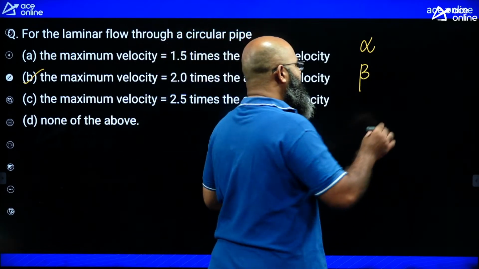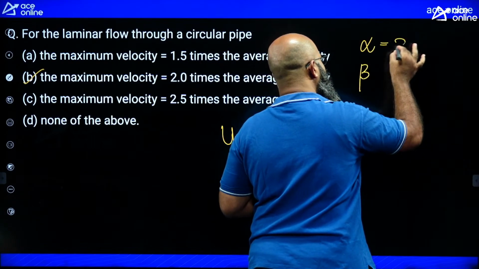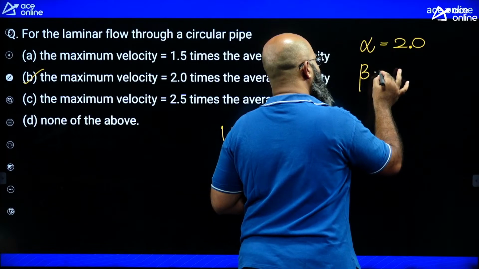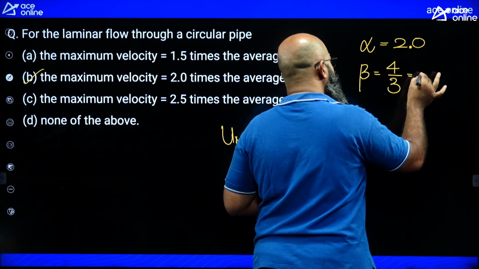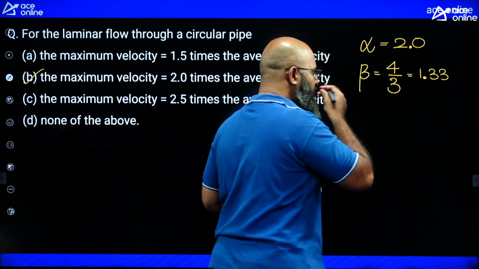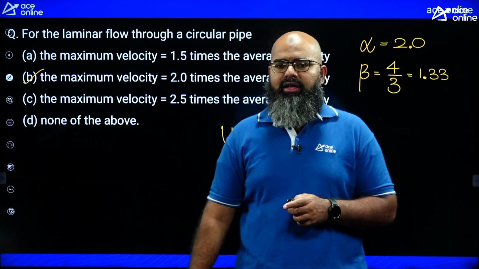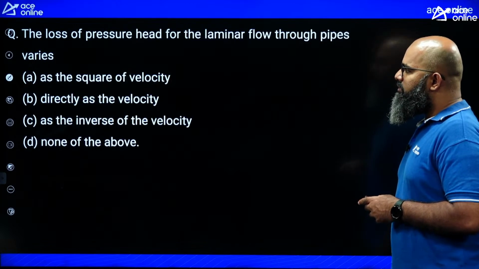The value of the kinetic energy correction factor in laminar flow is given by 2. It is exactly equal to how much? 2. And the value of beta is equal to 4 by 3, which comes out to be equal to 1.33. This is the value of beta in the case of laminar flow through pipes. Let us move further now.